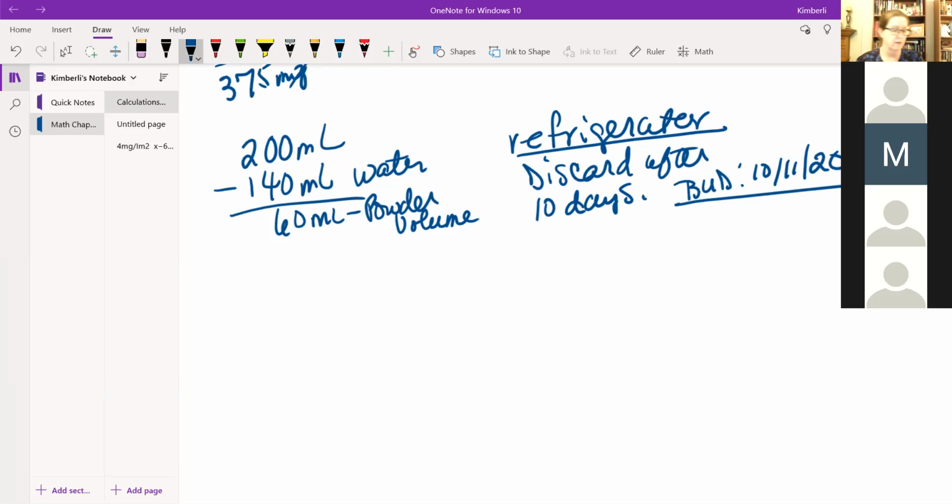And then there's the date on that one. And interestingly enough, the one that we use in the hospital does not need to be refrigerated. But I think a long time ago they did have to be refrigerated.